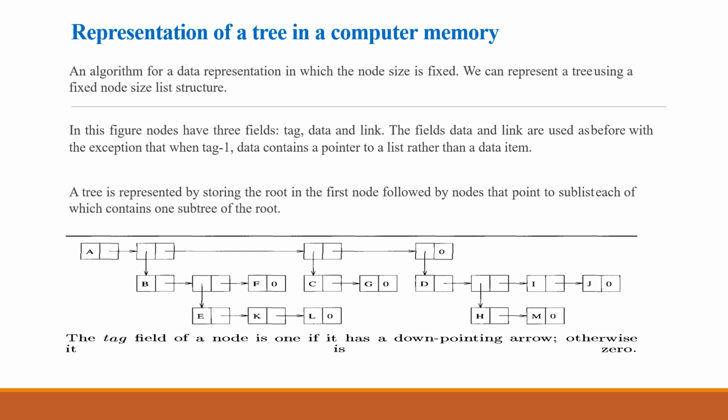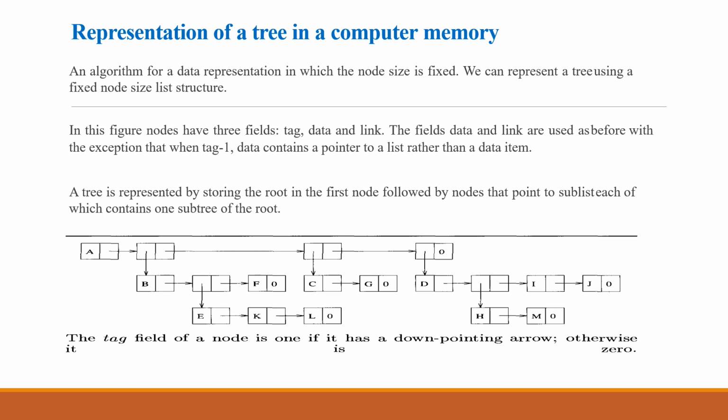Representation of a tree in computer memory. First of all, an algorithm for data representation in which the node size is fixed in the tree representation. So we can represent a tree using the fixed node size list structure. Here in the figure, nodes have three fields: either it is data, or it is a tag, or it is a link. The data and link fields are used as before, with the exception that when the tag is one, data contains a pointer to a list rather than the data item.